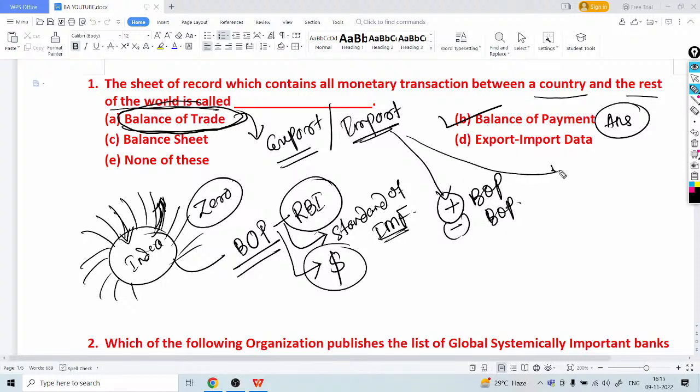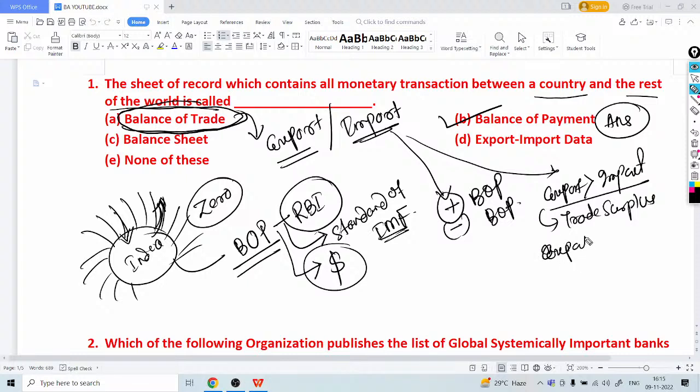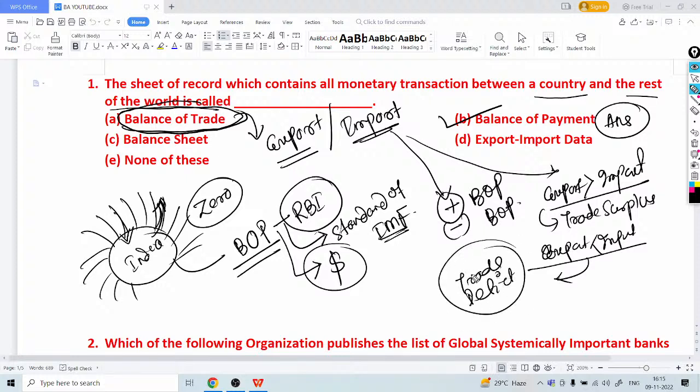Same as if the trade, when export is more than the import, it will be called trade surplus. Similarly, when the export is less than the import, that is called the trade deficit. There are many more components of a balance of payment.